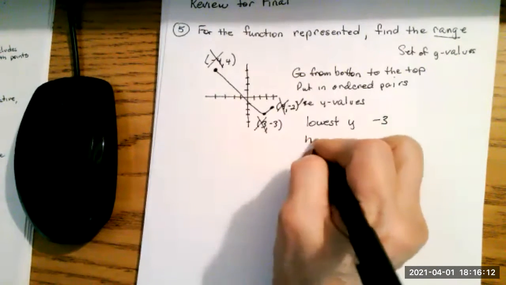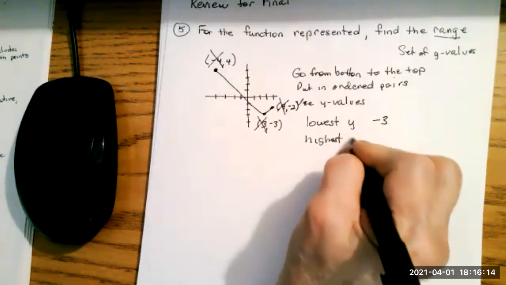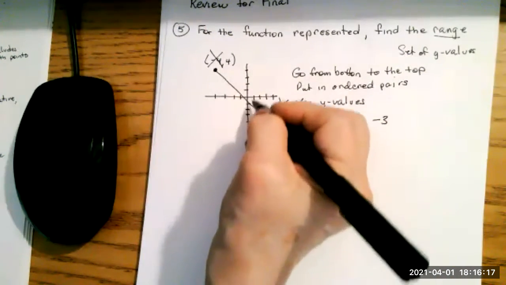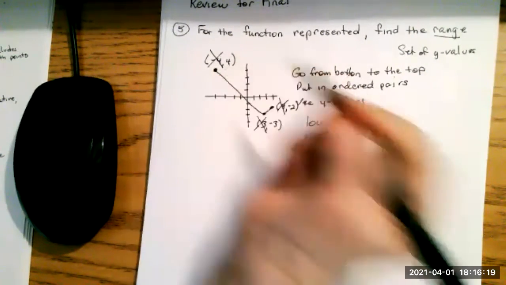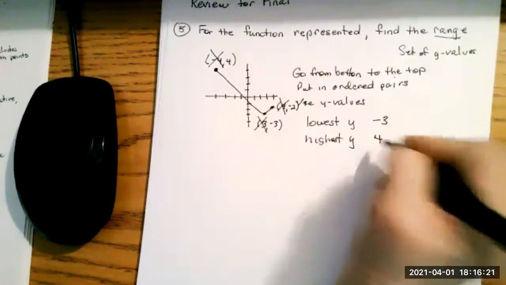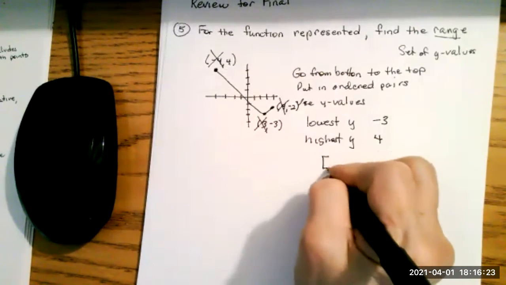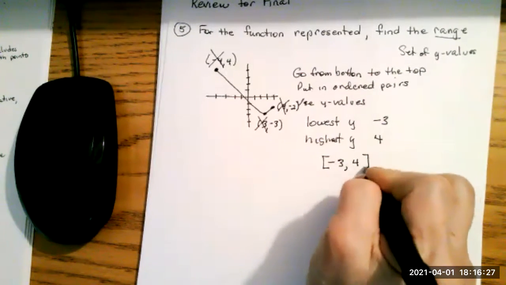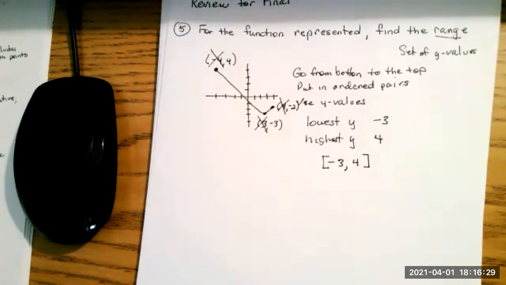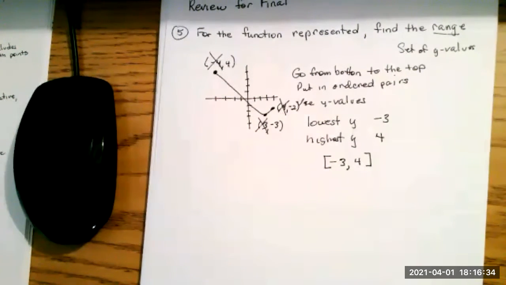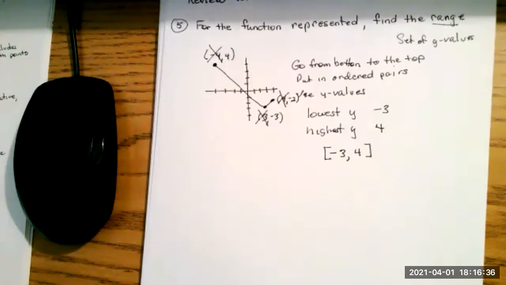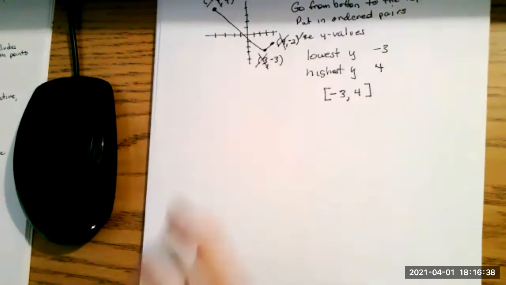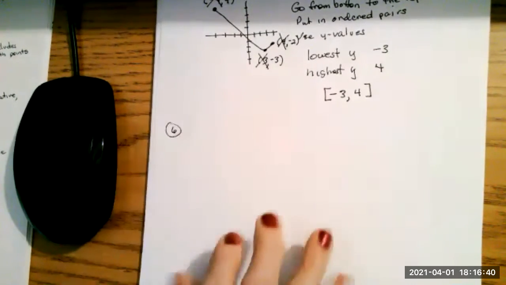And the highest y is going to be up here. The highest y is 4. So in interval notation, I would be going from -3 to 4. Any questions about that? That's number 5. Number 6.